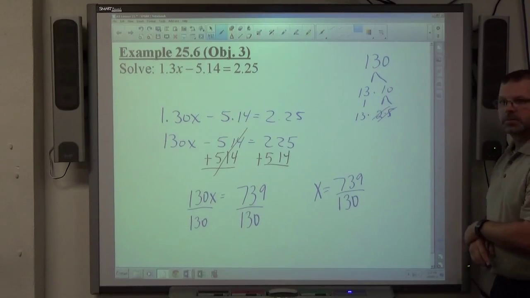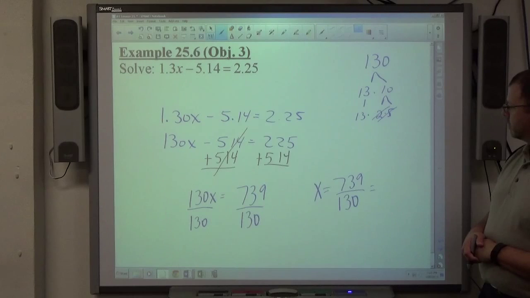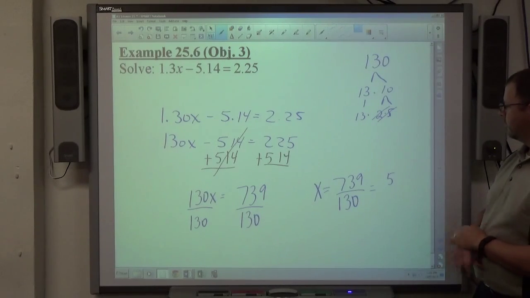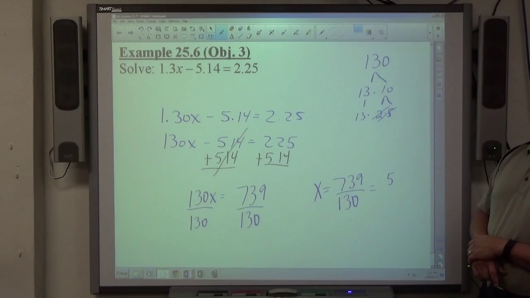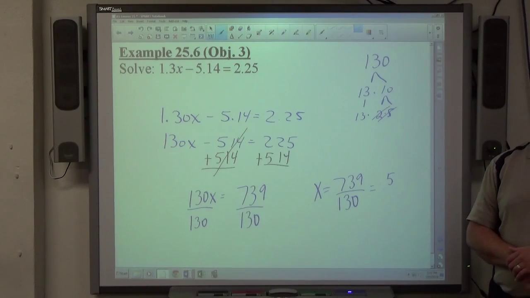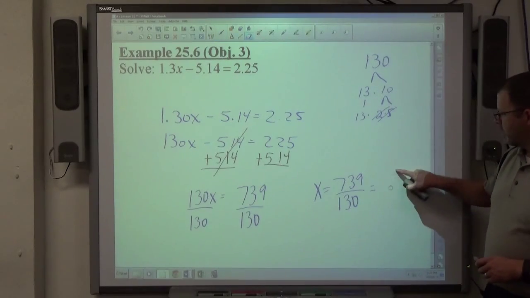What about 13? Yes. Does it? How many times? Wait. Are you sure it does? 739 divided by 13. It's not evenly? It's 56.84615. So it doesn't divide evenly?